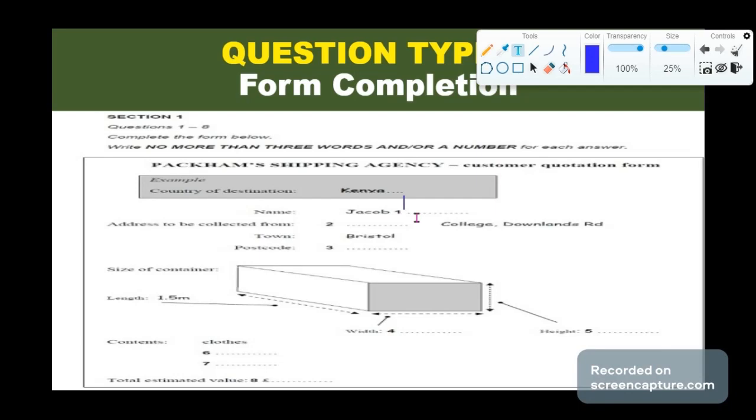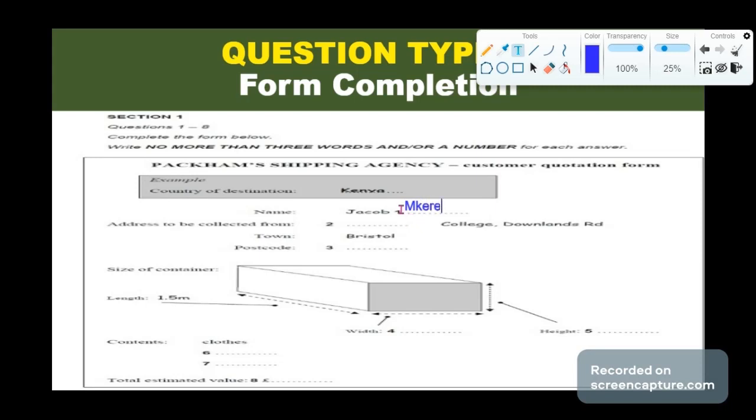Good morning, Packham's shipping agent. Can I help you? Oh, yes. I'm wanting to make inquiries about sending a large box, a container back home to Kenya from the UK. Yes, of course. Would you like me to try and find some quotations for you? Yes, that'd be great. Thank you. Well, first of all, I need a few details from you. Fine. Can I take your name? It's Jacob M. Kelly. Can you spell your surname, please? Yes, it's Mkere.